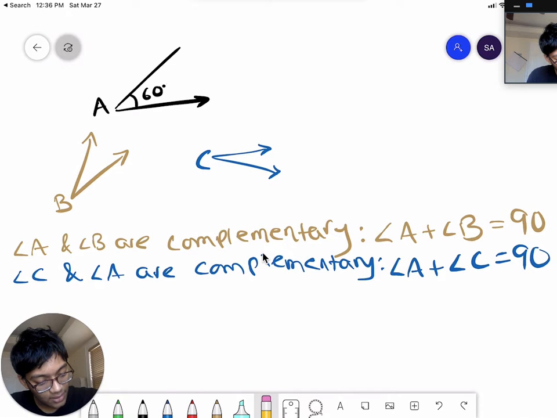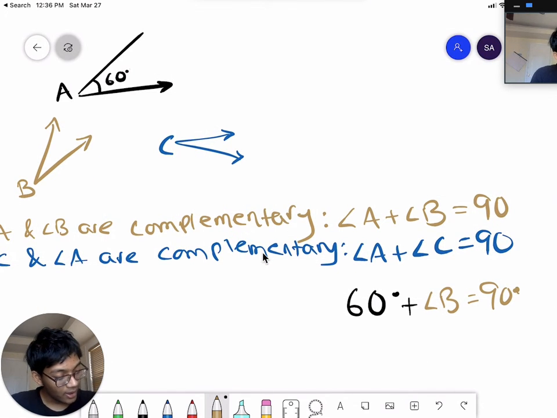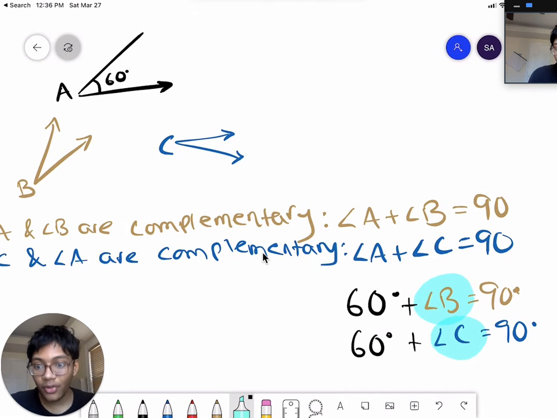So angle A is 60 degrees, so we can just plug that in. So instead of angle A, I'll write 60 degrees plus angle B equals 90 degrees. Okay, and for our second statement, we can write 60 degrees plus angle C equals 90 degrees. Well, check it out. That means angle B and angle C both have to be 30 degrees.